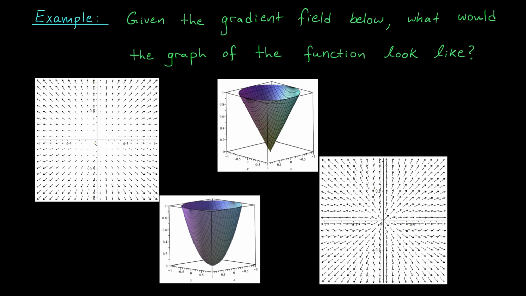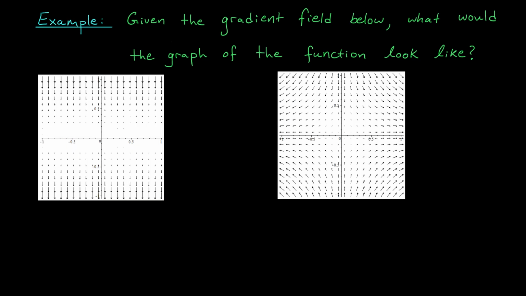You can see here that we still have arrows pointing away from the origin, indicating that we're increasing in these directions, but now the length of the arrows is constant. We have the same length no matter where we compute our gradient vector. So the cone matches this gradient field, whereas the paraboloid matches this gradient field. Okay, I have two more examples to wrap up this video.